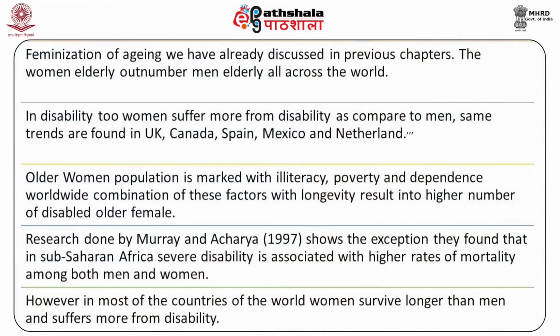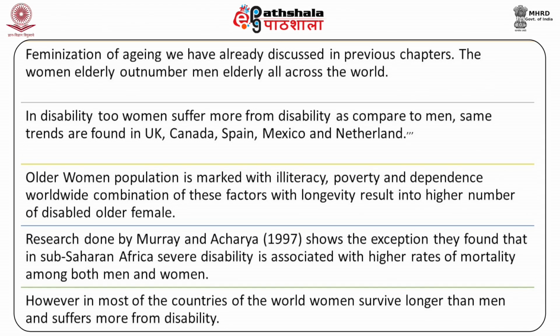Feminization of aging we have already discussed in previous chapters. The elderly women outnumber elderly men all across the world. In disability too, women suffer more from disability as compared to men. Some trends are found in UK, Canada, Spain, Mexico, Netherlands. Older women population is marked with illiteracy, poverty and dependence worldwide. Combination of these factors with longevity results in a higher number of disabled older females.